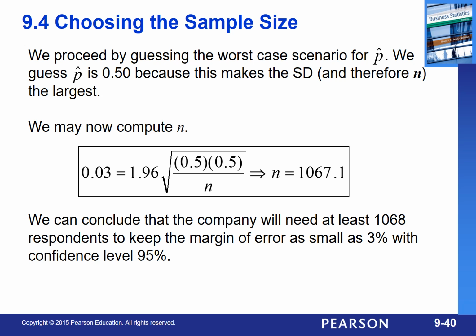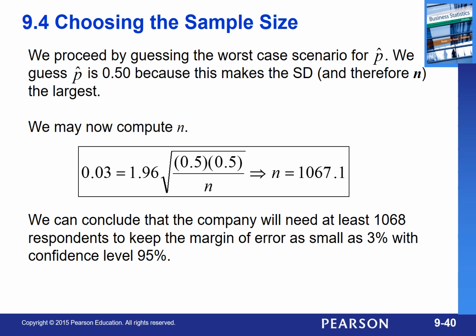1,067.1 people. You can't have 0.1 of a person. So what you're going to do is you're going to need at least 1,068 people, because that will keep it at 3% or smaller. By rounding this up, since n is in the denominator, I'm making sure that I'm at 3% or something less. Rounding up means you divide by something larger, and therefore your value overall will be smaller than 3%, with a confidence level of 95%.